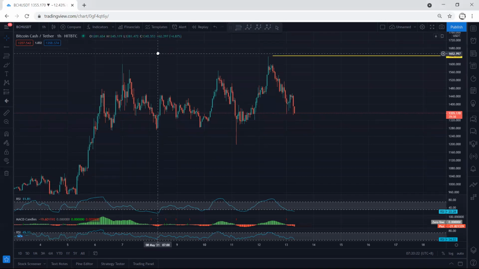Anyway, we just follow the chart. If I see any reversal and trade setup, I will share.